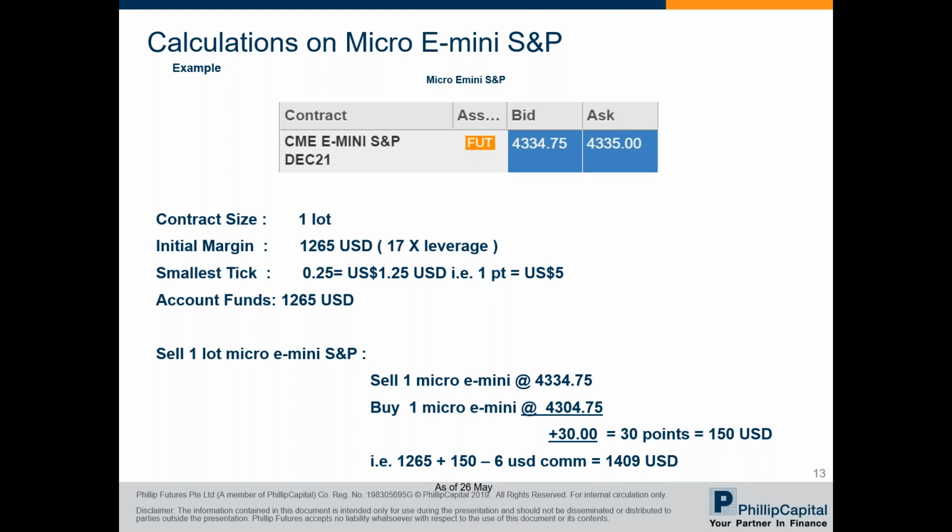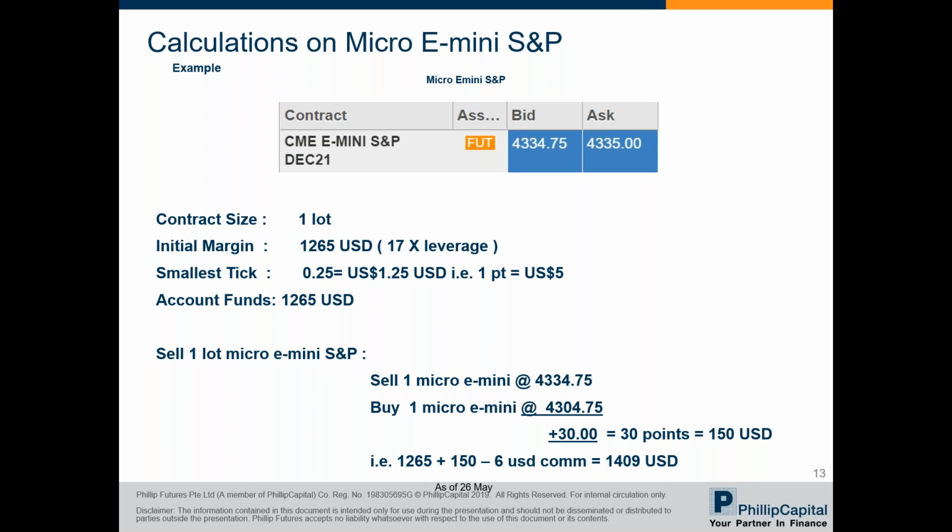One contract size is one lot, and the initial margin, as mentioned before, is $1,265, which is 17 times leverage. As long as you have this amount of funds in the account, you can start one position as one lot in the micro E-mini S&P. The smallest tick here, to repeat, is 0.25, which equals US $1.25. So a 1 point movement in the index will mean that this is actually $5.